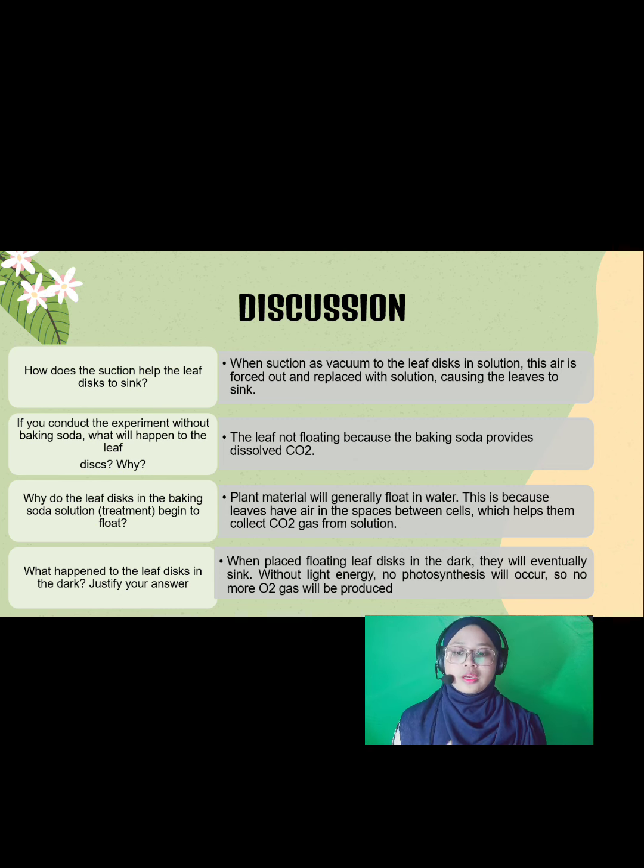Okay, what will happen to the leaf discs in the dark? Justify your answer. When we place the floating leaf discs in the dark, we have floating leaves after doing the experiment with the light at 3 cm and 10 cm from the container, the leaves will float, right? So when we place them in the dark, the leaves will sink because without light we have no energy, so photosynthesis will not occur, so no more oxygen gas will be produced when we put the leaf in a dark place.